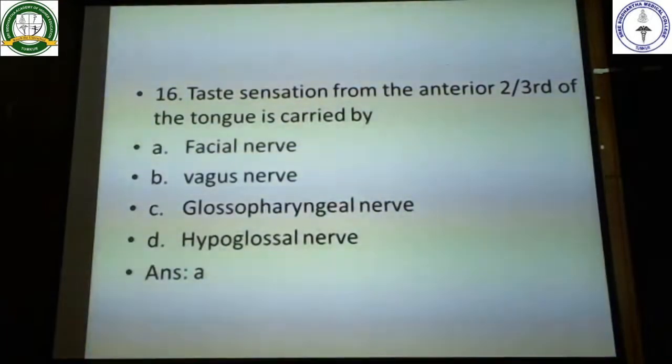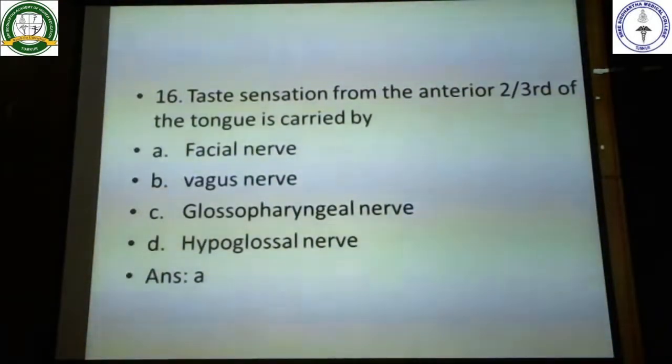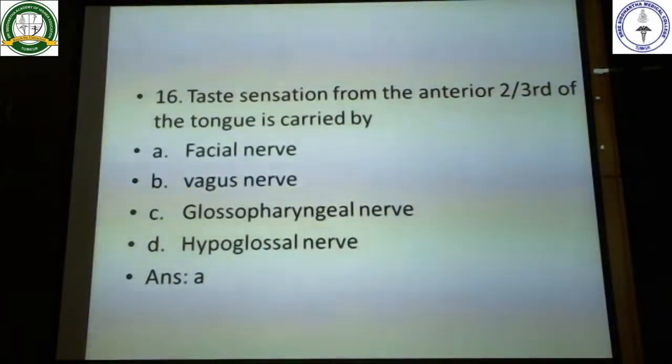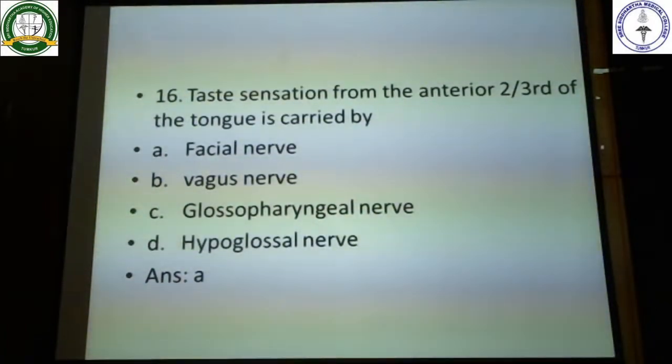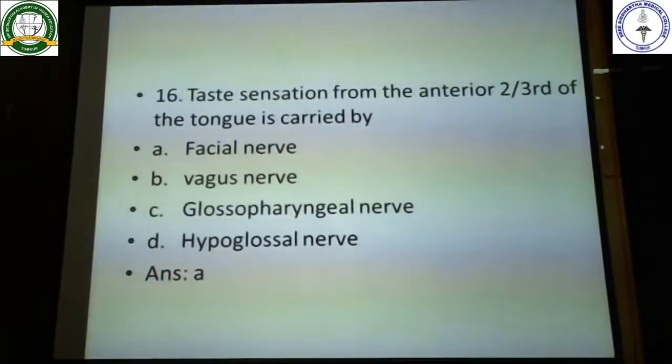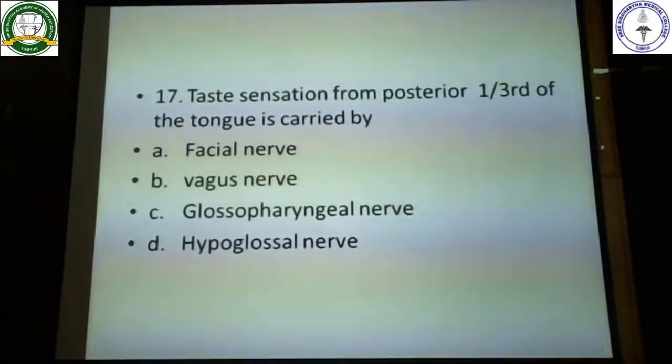Anterior 2/3. So you can tell anterior 2/3. The tip of the tongue tastes sweet. The center of the tongue tastes salt. The sides of the tongue, of course, you get the sour taste. And the back part of the tongue, so always see whenever you swallow tablets, the back part of the tongue is for bitter. So the anterior 2/3 is always supplied by the facial nerve.